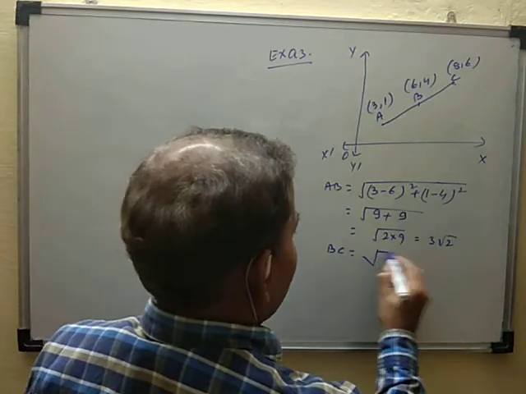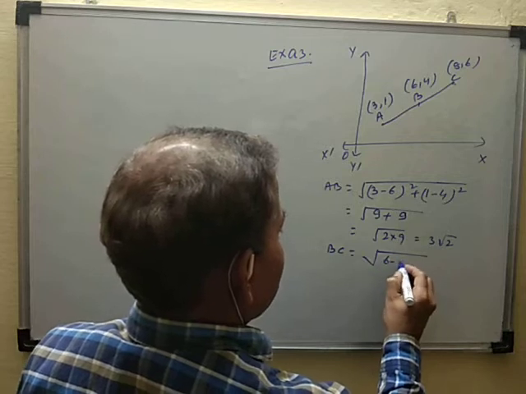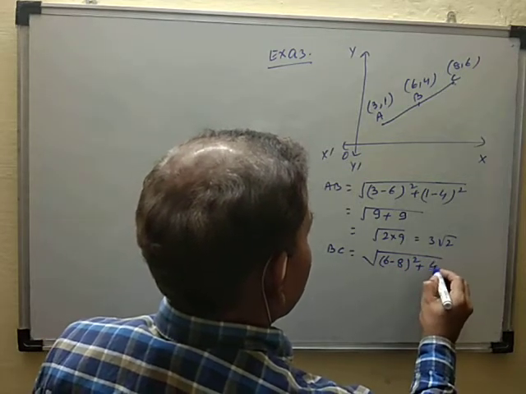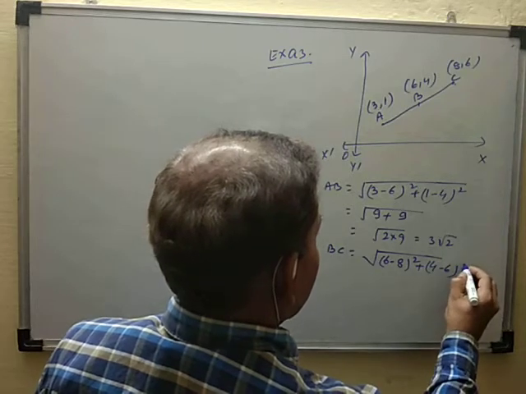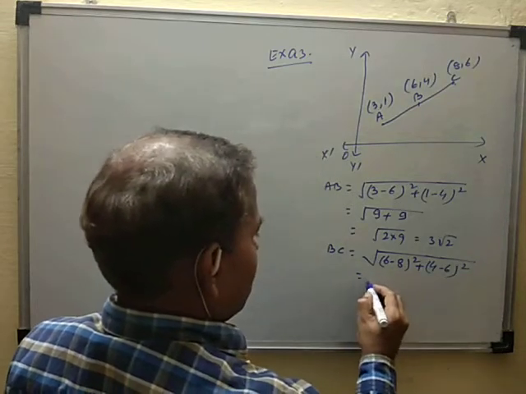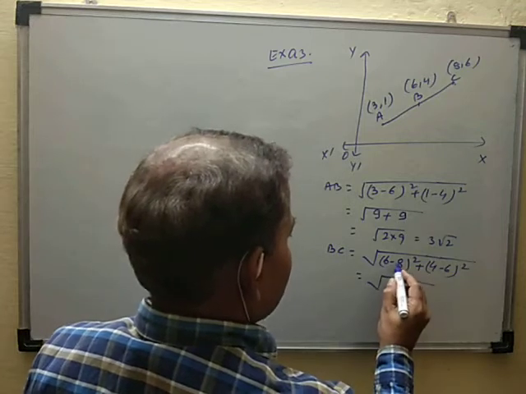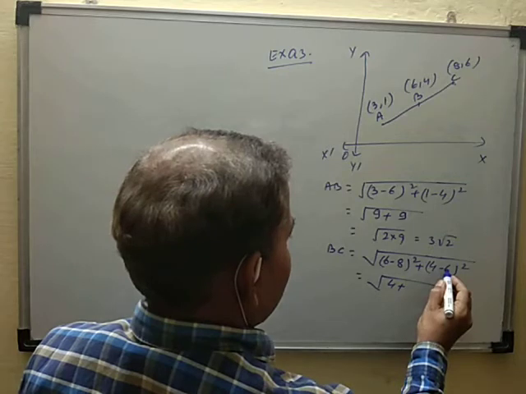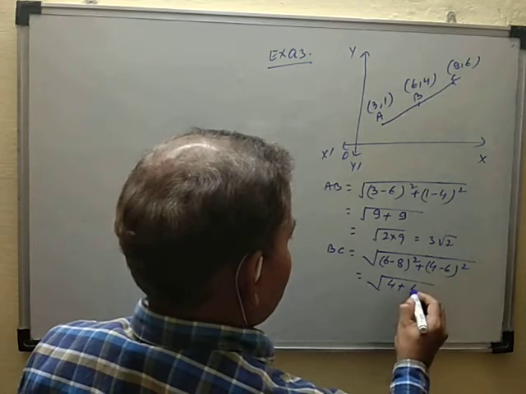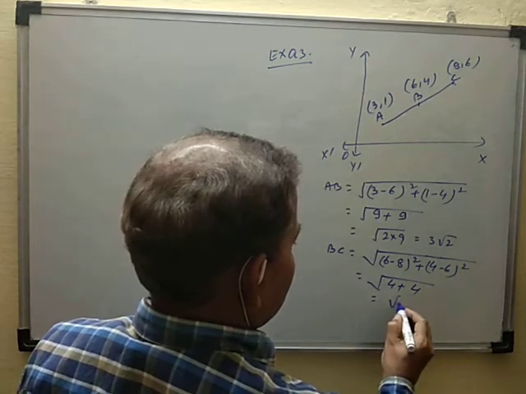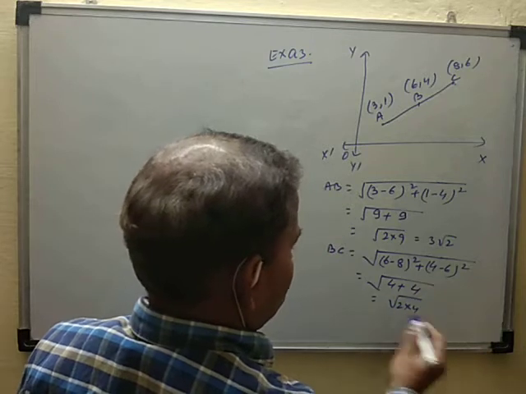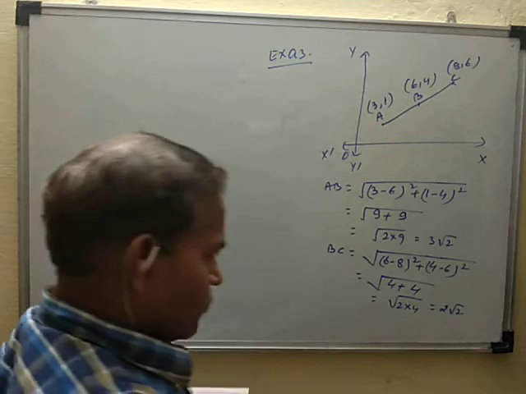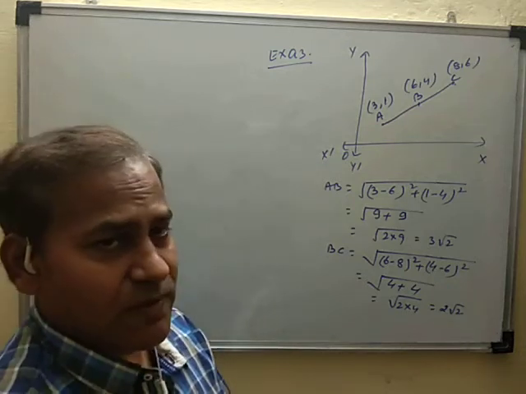Distance of BC, again use distance formula. So 6 minus 8 whole square plus 4 minus 6 whole square. This is equal to 6 minus 8 is minus 2, square 4. This also minus 2, square 4. So 2 into 4, 4 plus 4, 2 into 4. That is, this can be written as 2 root 2. So this is the value of BC.